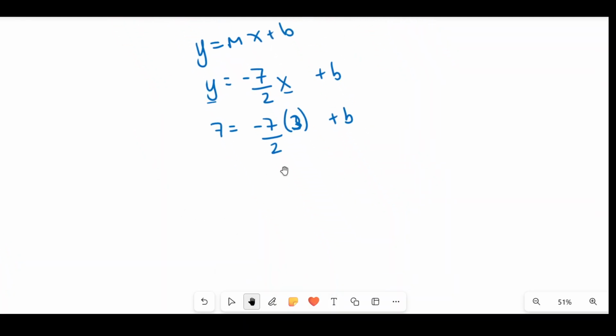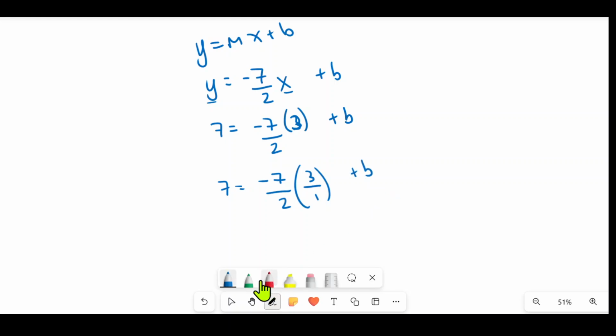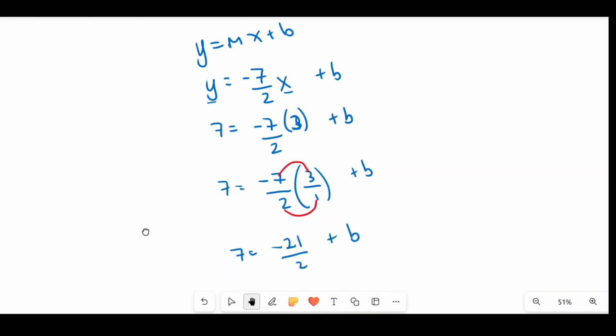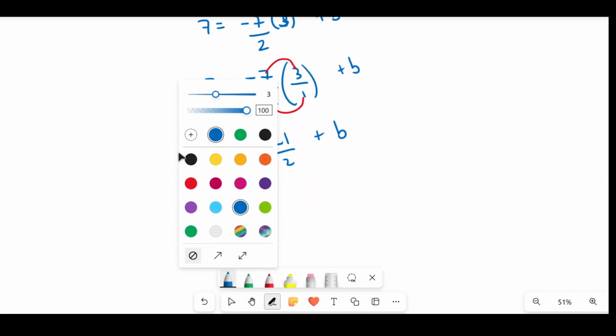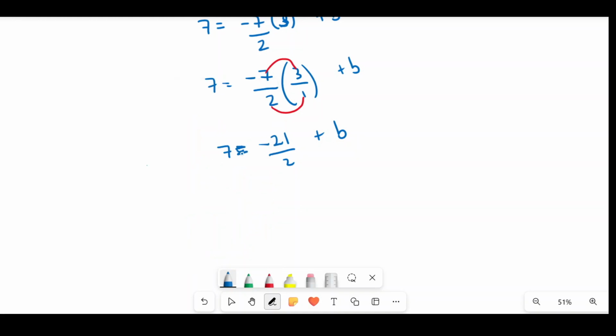So we always start by looking at what's happening in this multiplication. So what I have is negative 7 over 2 times 3 over 1. And I like to see that if I'm multiplying fractions, because then I can just do top times the top, bottom times the bottom. So 7 equals negative 21 over 2 plus b. Okay, so I multiplied negative 7 over 2 times 3, and I got this number. And it's a fraction, and it doesn't reduce any further, so I'm going to leave it like that.